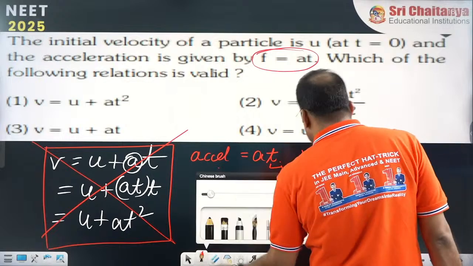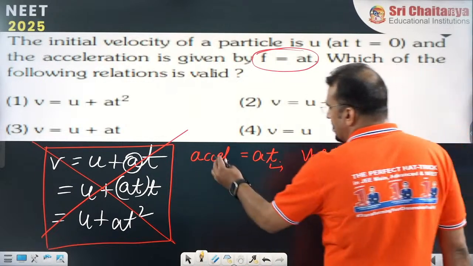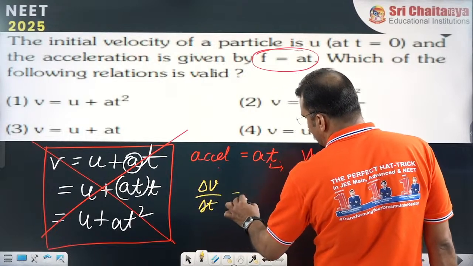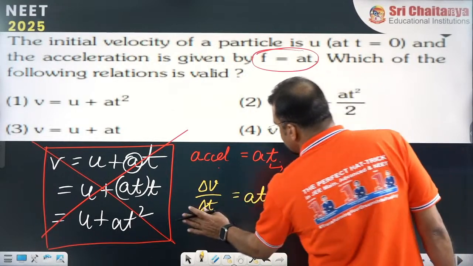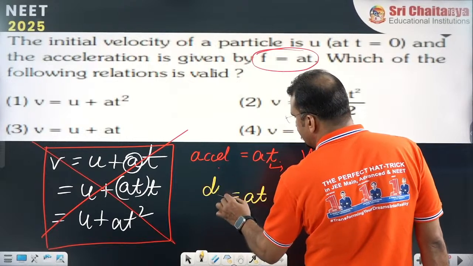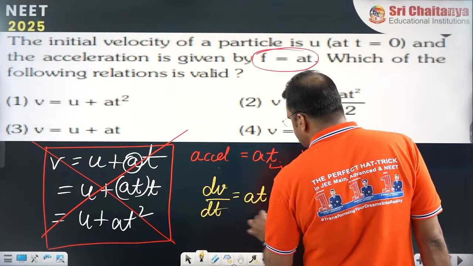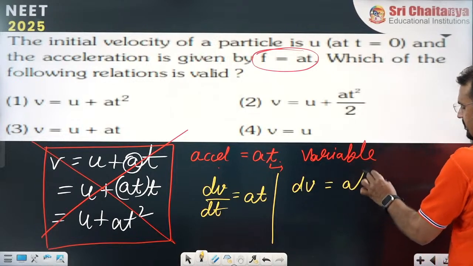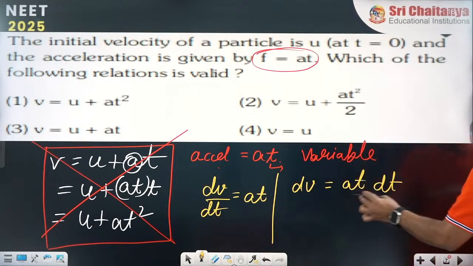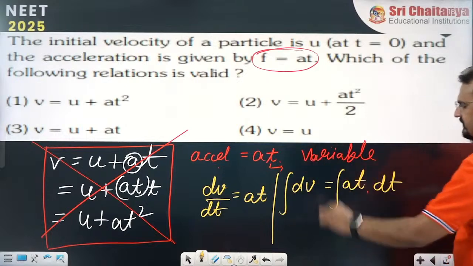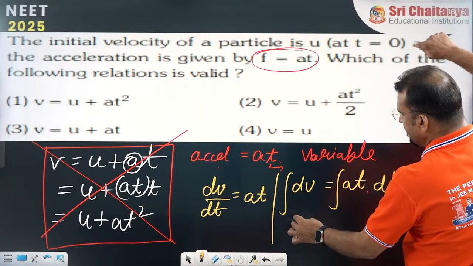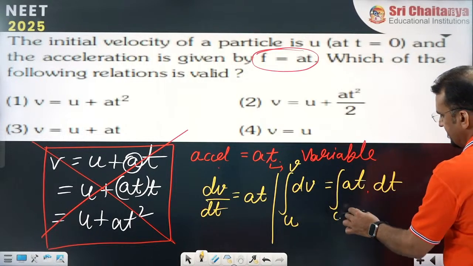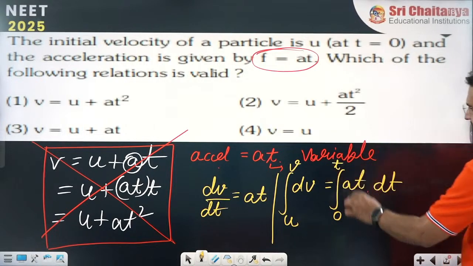Then what is the other process? The other process to solve the question is to use dv by dt equal to a into t, using differentiation or integration. This is the right process. These types of questions you can find in your exam. It is a very important concept. Now use this. What is the velocity? Initial u. What is final? We have to calculate. What is the time? Initial 0, final t.